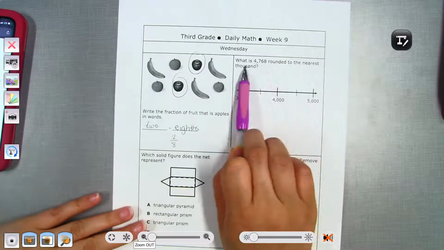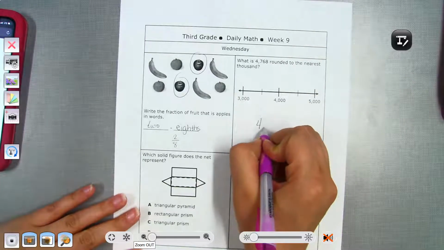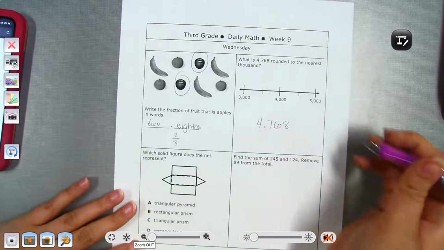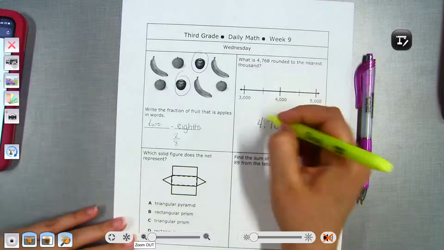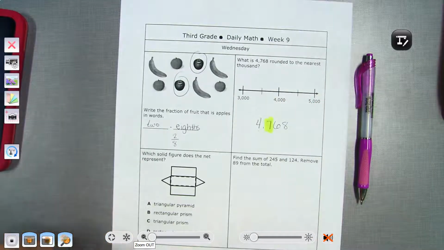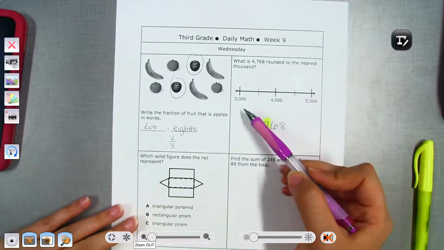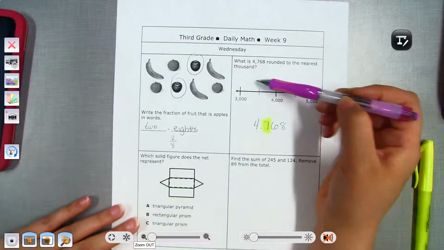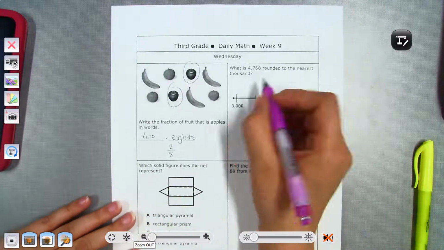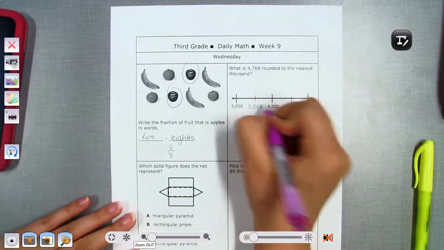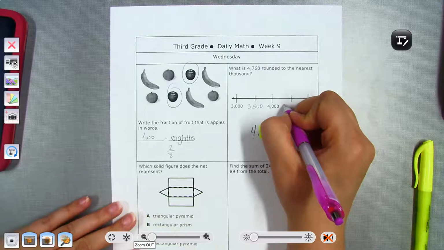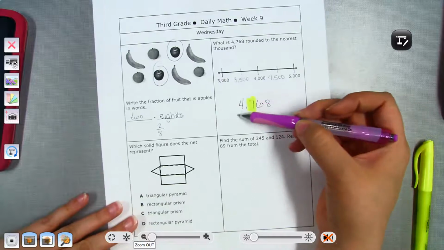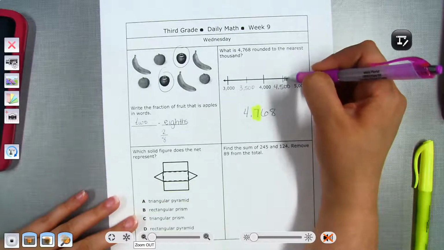4,768 rounded to the nearest thousand? So my number is 4,768. So in order to round this to the nearest thousands, I have to look at the number in the hundreds place. So let's look at my number line to help us. So we are counting by thousands, 3,000, 4,000, 5,000. But here I have in the middle is halfway. So this would be 3,500. This will be 4,500. So this number is going to be somewhere in between here.